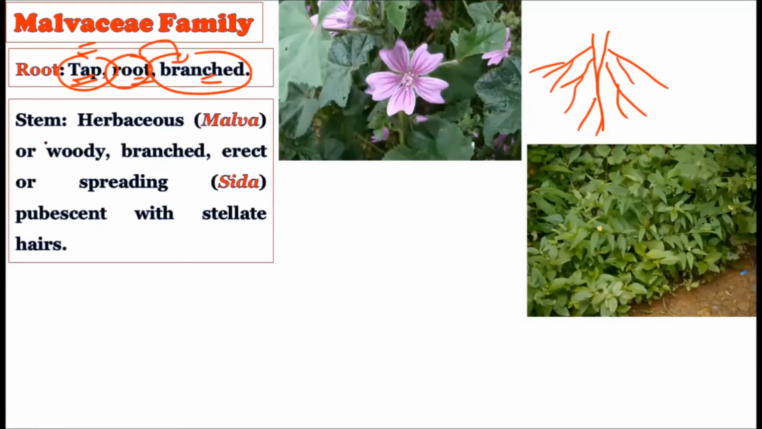Now see how the stem is. Of course the stem is herbaceous. Whenever in the habit we say the presence of herbs, you can definitely mention the stems are herbaceous, because once there is a herb, herbs tend to show the herbaceous stem.